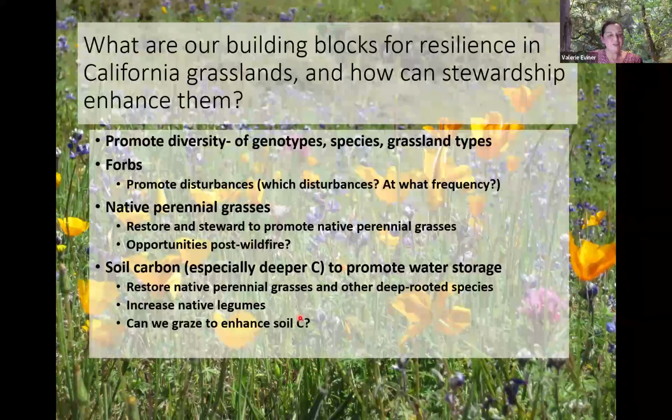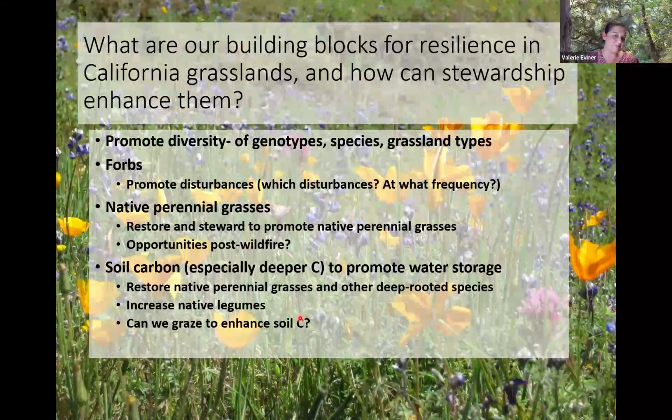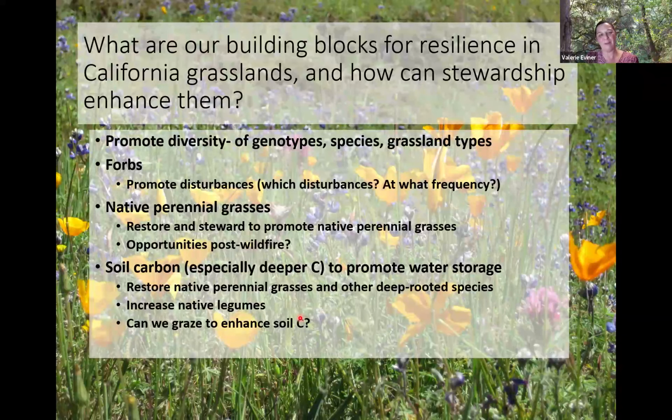we have a lot of challenges in the system, but if we think about the basic building blocks that keep the system going despite lots of different disturbances, we have incredible potential to be able to manage for that. So, promoting diversity. We want lots of species, lots of genotypes, lots of different grassland types. This is why all of the work that you're all doing, that got mentioned right before the webinar started, is really important, because all of these diverse systems help build our insurance policy for change. Our wildflowers, our forbs, are super important.